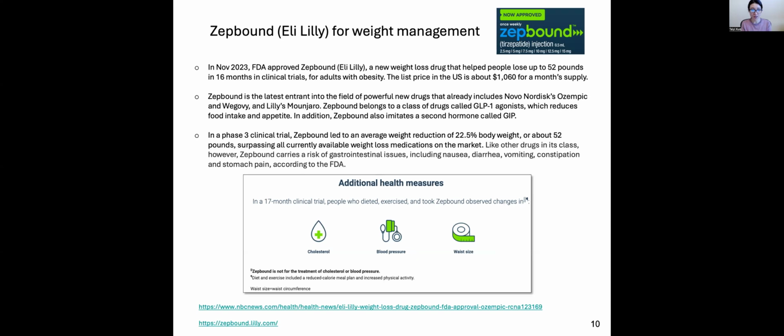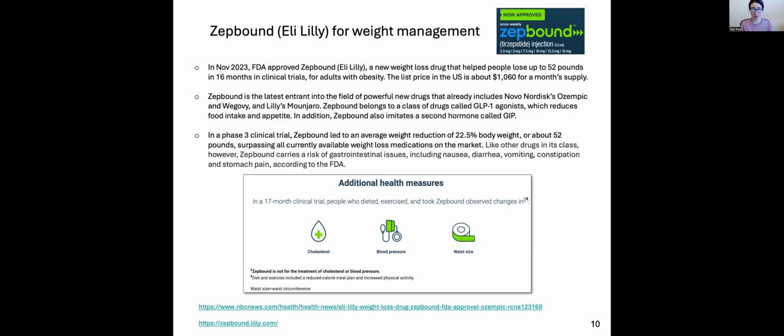And it's not cheap, right? Zepbound is not cheap. The list price in the US is about $1,000 per month. And Zepbound is the latest entrant into the field of powerful new drug that already includes the Novo Nordisk's Ozempic and Wegovy, and Eli Lilly's own Mounjaro. So Zepbound, again, belongs to a class of a drug called GLP-1 receptor agonist, and which reduce the food intake and appetite.